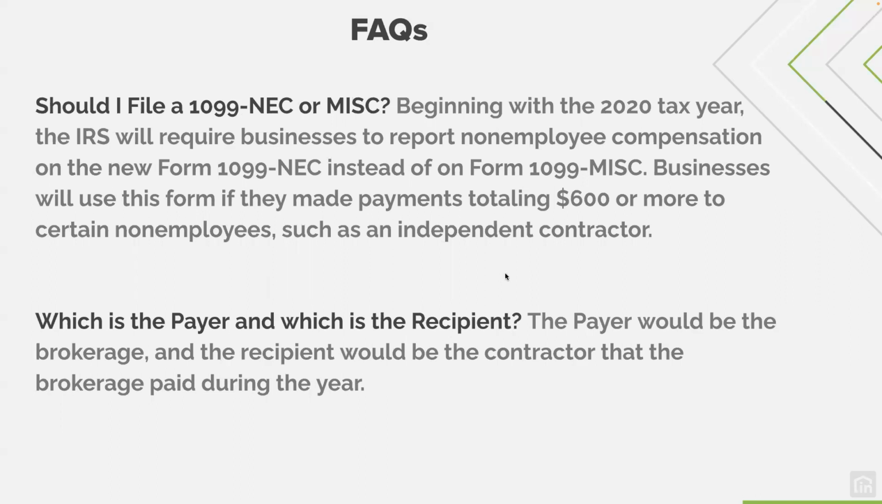And lastly, I know it seems a little basic here, but just to clarify our knowledge of payer and recipient: the payer would be the brokerage in this case, and the recipient would be the contractor that the brokerage has paid out during the year.